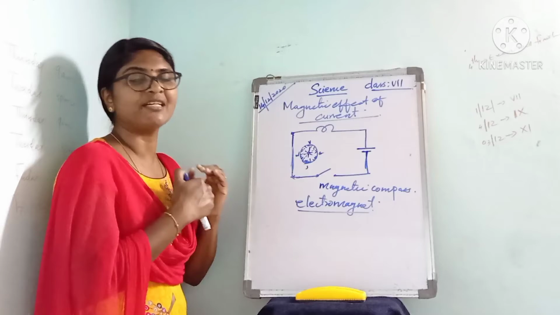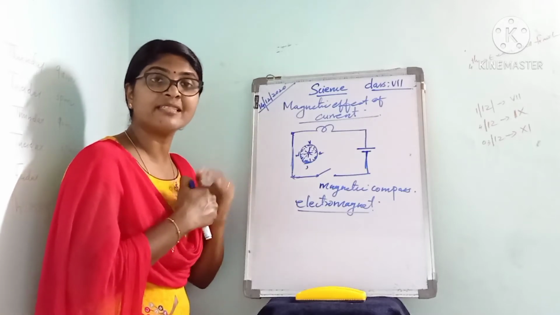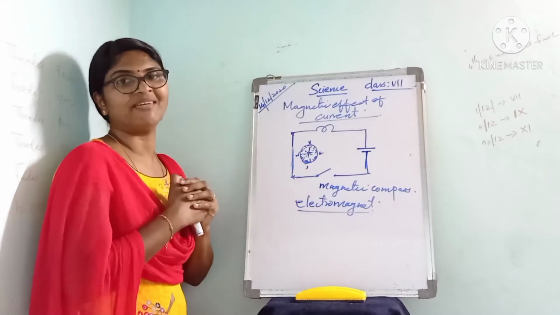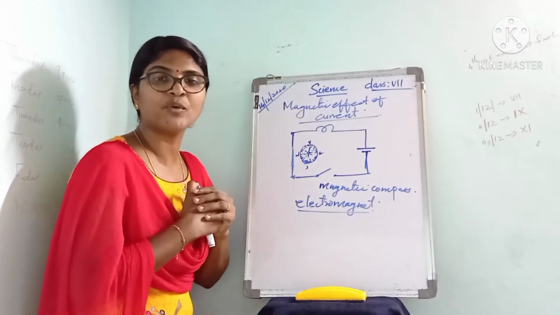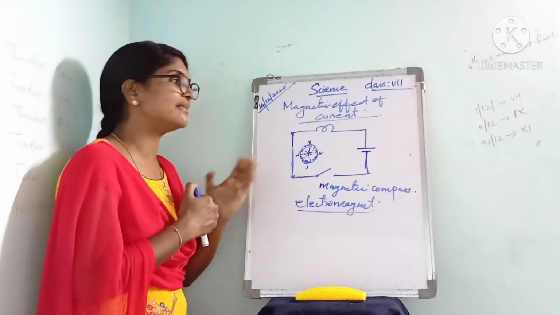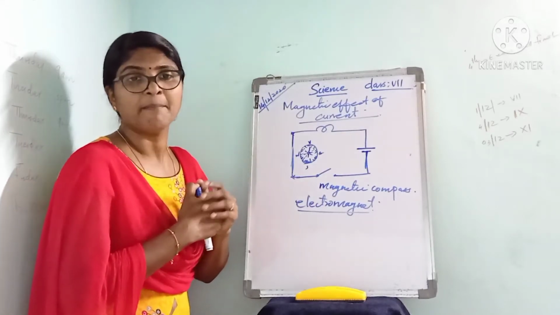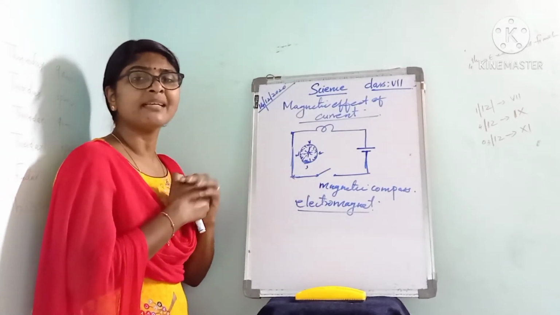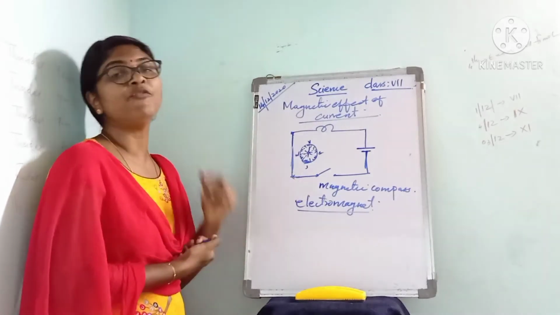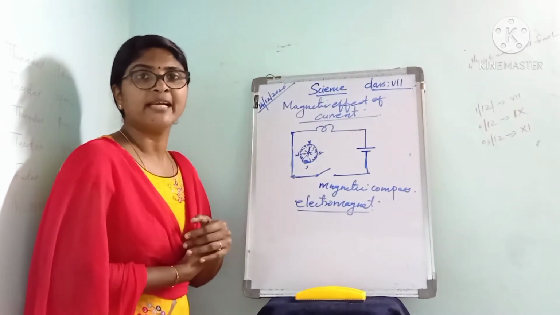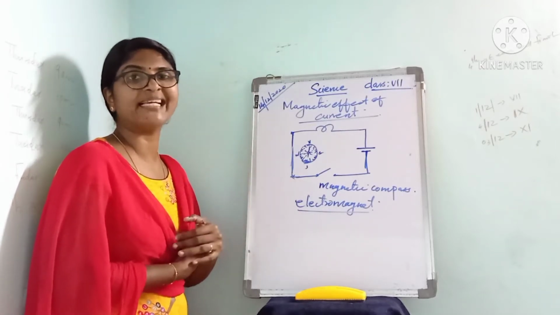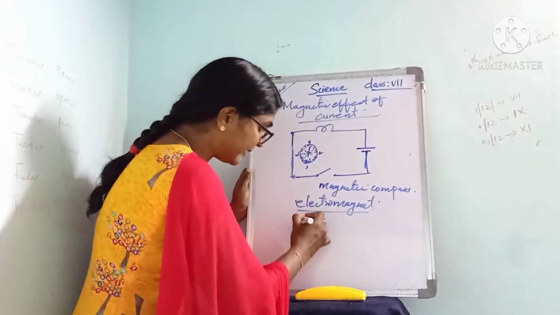Electromagnet. Okay, then what is meant by electromagnet? When electricity is passed through a coil of wire, it becomes a temporary magnet, and this temporary magnet is called what? Electromagnet. Okay. Then we can see how we can increase the strength of this electromagnet. The strength of an electromagnet can be increased by increasing the number of turns in the coil.